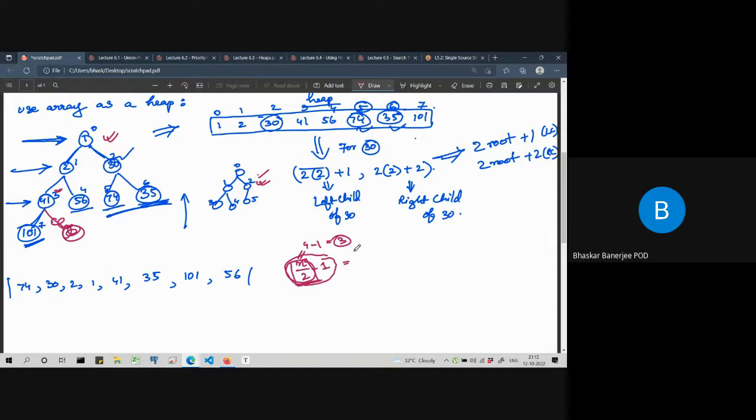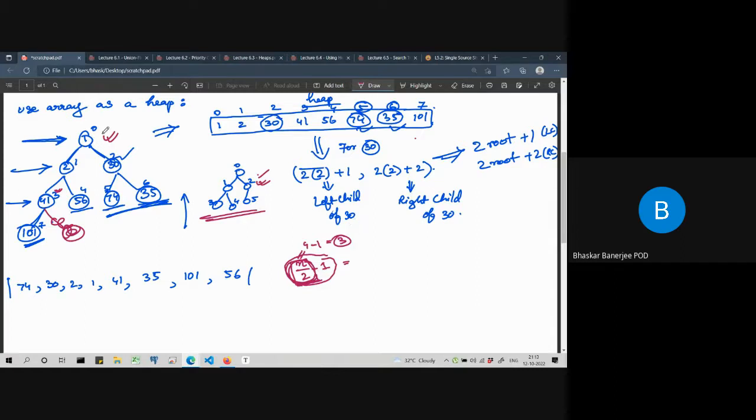Don't worry. Just for the sake of mentioning, this n by 2 - 1 is actually intuitively happening. The reason is that in a complete tree, like we discussed over here, where most of the levels are filled up and only the last level might not have been filled up, the number of nodes in the leaf level would be equal to the number of nodes in the other part.